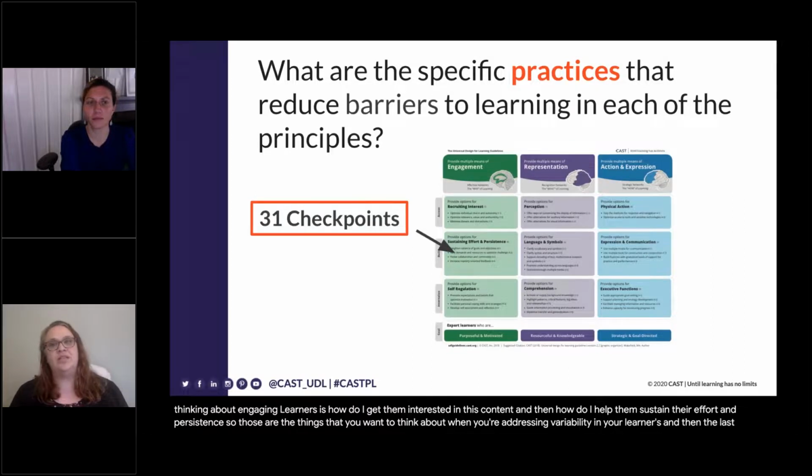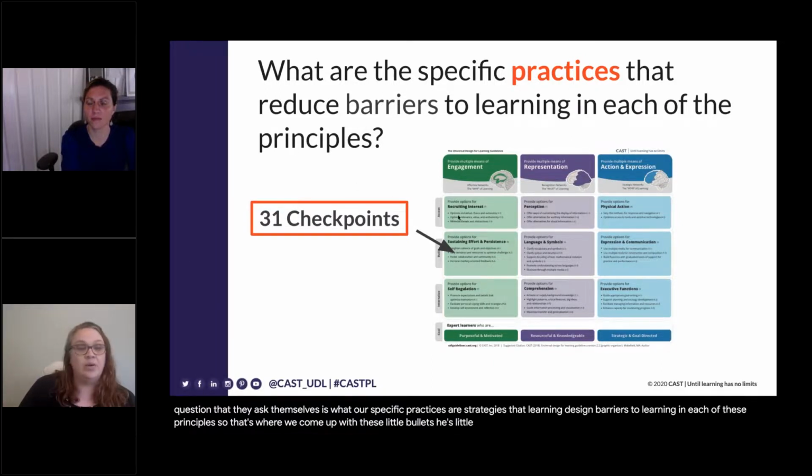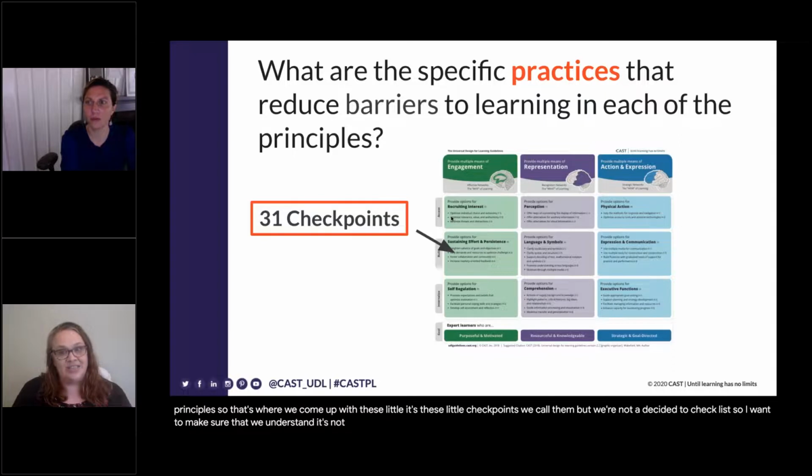And then the last question they asked themselves is, what are specific practices or strategies that learning designers or teachers can use to reduce barriers to learning in each of these principles? That's where we come up with these little bullets, these checkpoints, we call them. It's not a checklist. I want to make sure we understand it's not a checklist. We call them checkpoints, just things to think about.